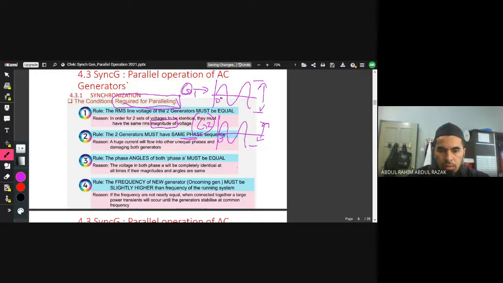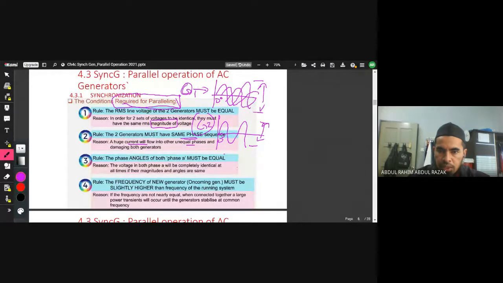Okay. Means that a huge current will flow into the unequal phases. And also the angle of phase must be equal. So when supplying from the three phase, we have phase A, phase B, and phase C.